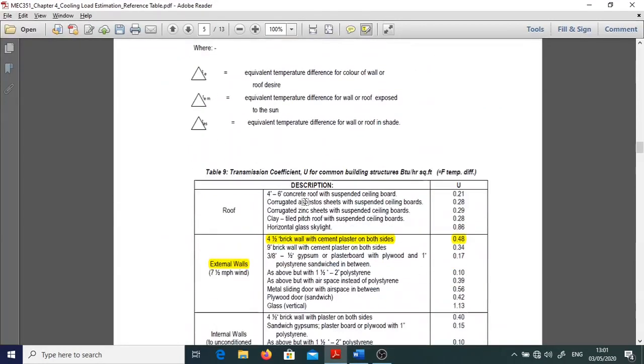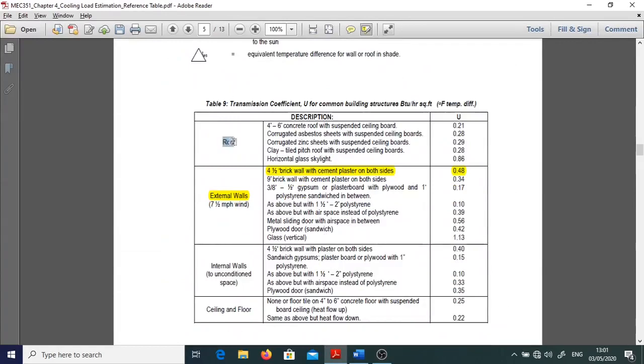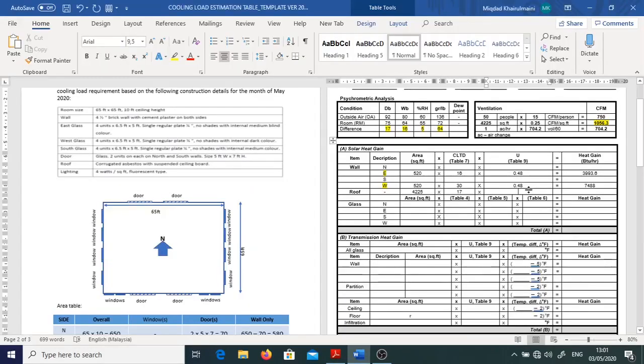For U, we will open table 9. For roof, we look for corrugated asbestos with suspended ceiling board, and we read the value of U, 0.28. So 0.28 here. And then we can calculate the total, 20,111. So that is for wall and also roof.